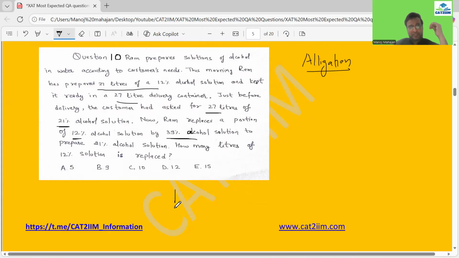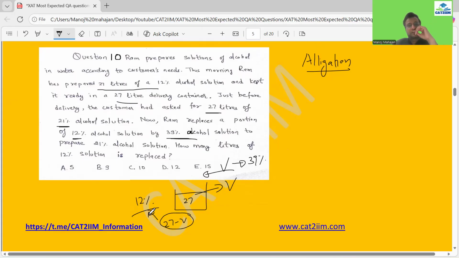So remember one thing again, it is 27 liters you have, 12% you have, and you remove something from it, and you replace with that same volume. That's what they are looking at. So what we are replacing is with 39%, and what you're going to remove has 12%. So left out also, 27 minus V, will be having 12%.